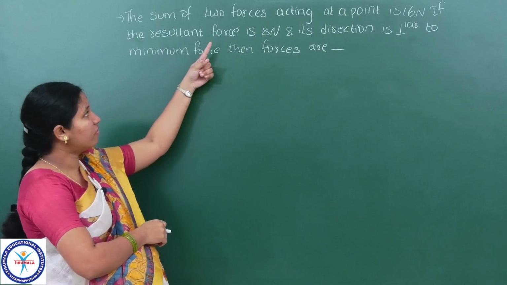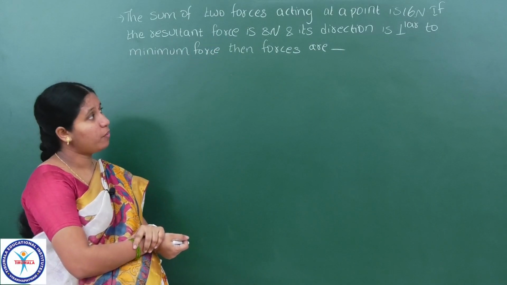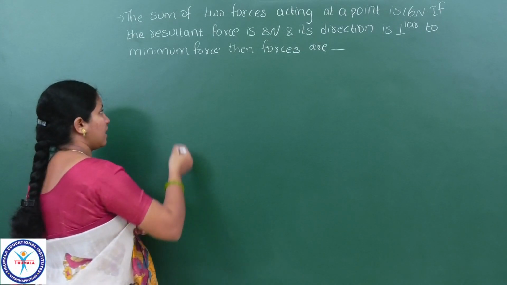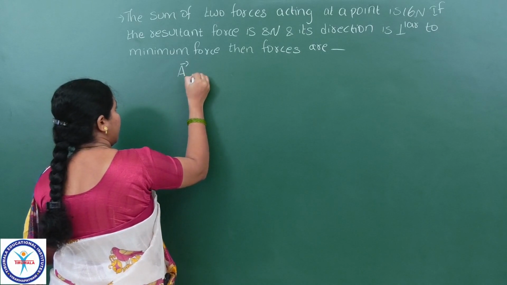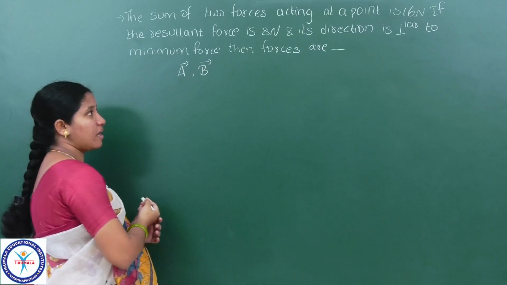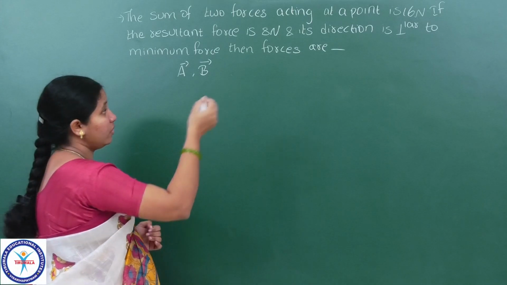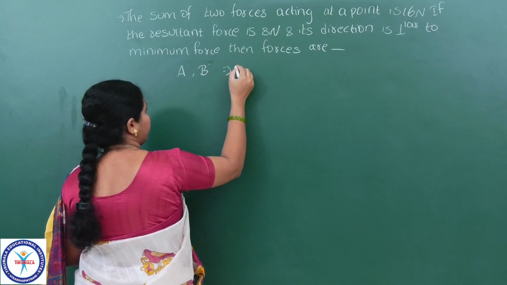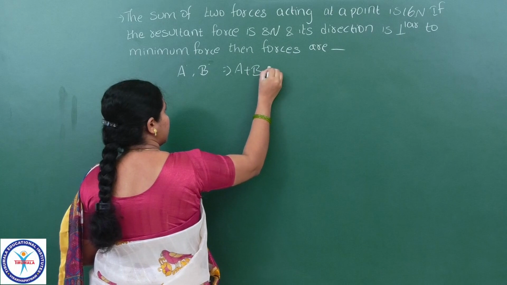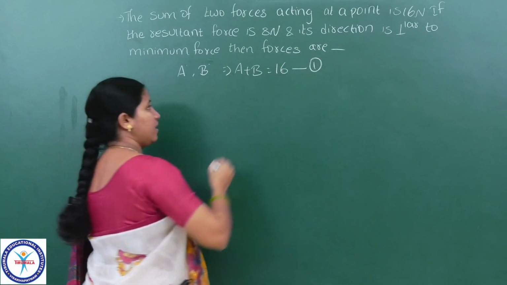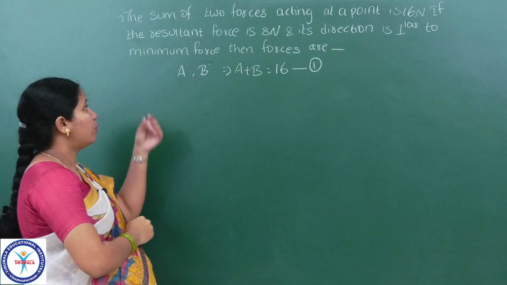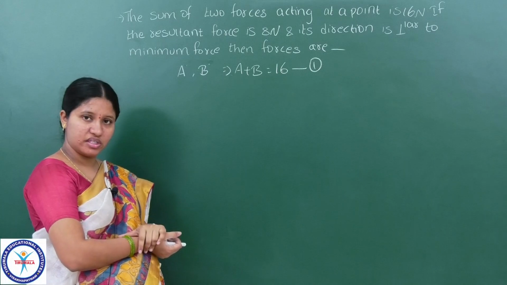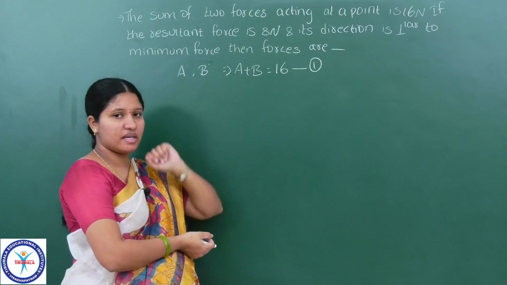Given that the sum of two forces acting at a point is 16 newtons. Let us consider the two forces as A bar and B bar. The sum of the two forces is equal to 16 newtons. Hence we can write A plus B is equal to 16. Let this be equation 1.